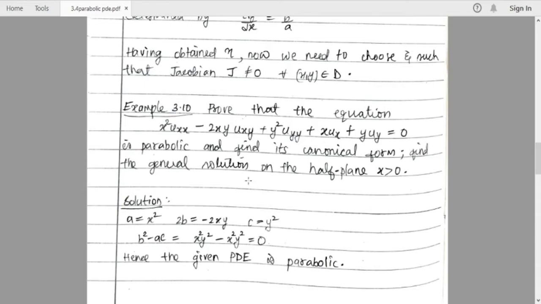Next we have to write its canonical form. For writing the canonical form, the characteristic equation is dy by dx equal to b by a, which implies dy by dx equal to minus y by x. This we can directly integrate, so we get xy equal to c. So eta we can choose as xy. So this is eta. Now we got eta.